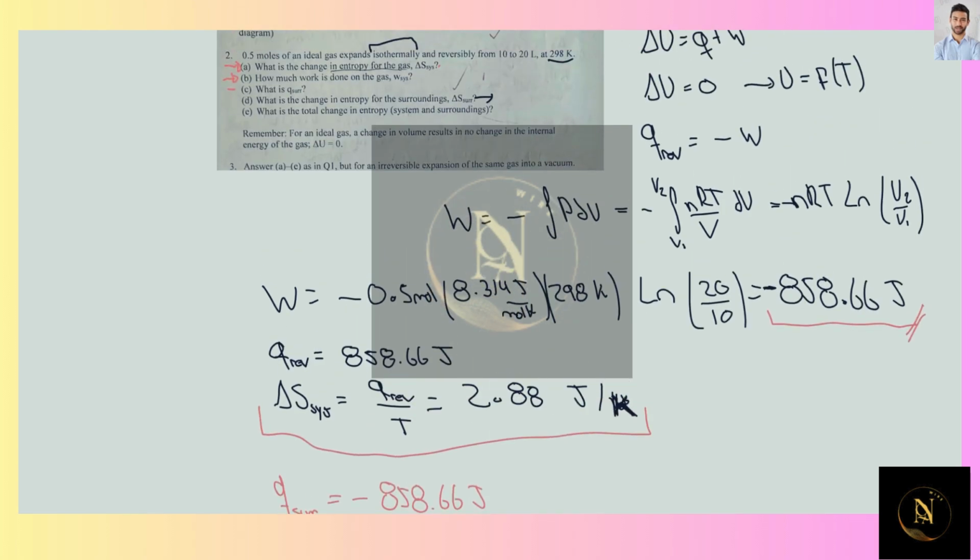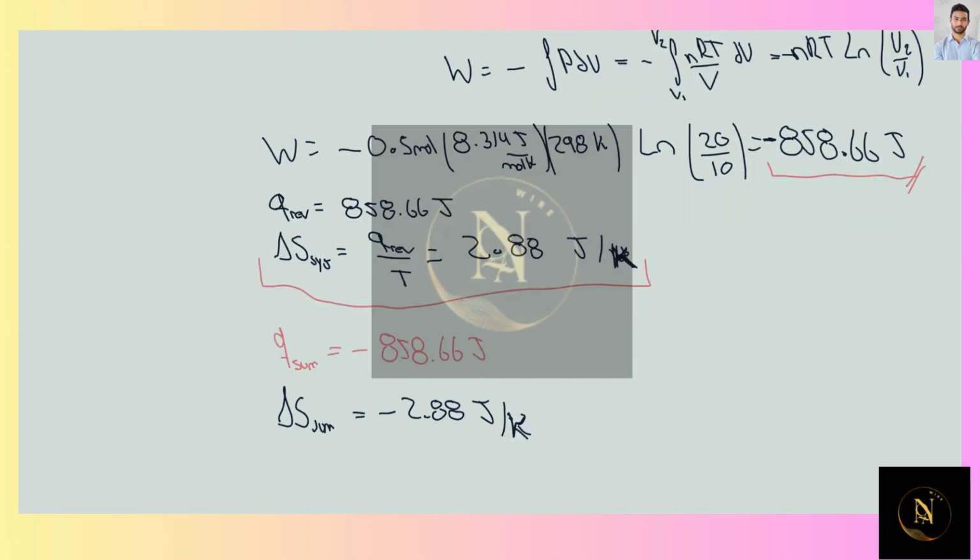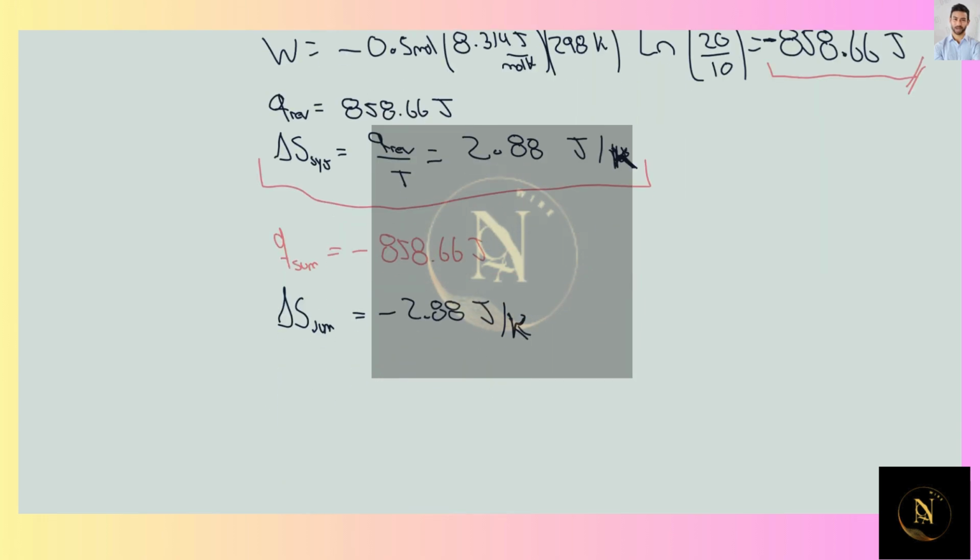And finally, what is the total change in entropy of the system plus the surroundings? So total delta S would be equal to 0.